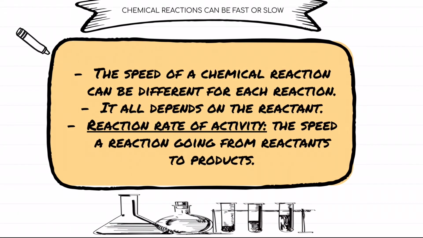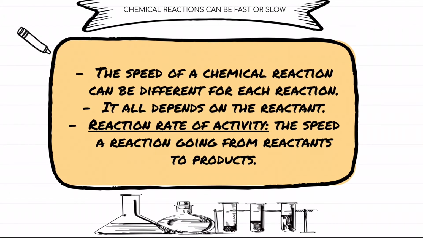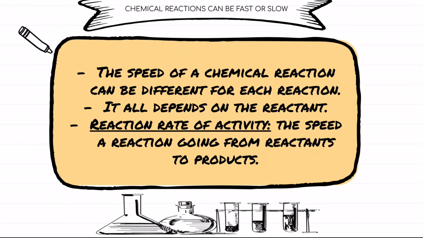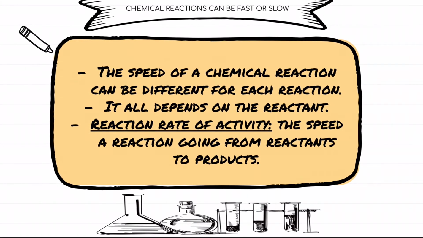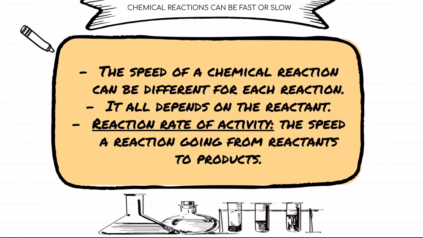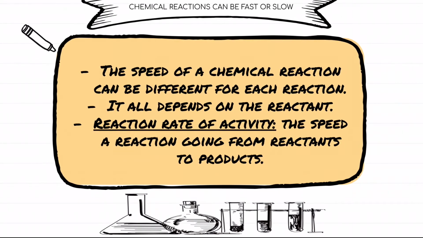Chemical reactions can be fast or slow. The rate of a chemical reaction can be speeded up or slowed down by changing the temperature. At higher temperatures, the rate of most chemical reactions increases, while low temperatures keep the reactions very slow. So, the lower the temperature, the slower the reaction.